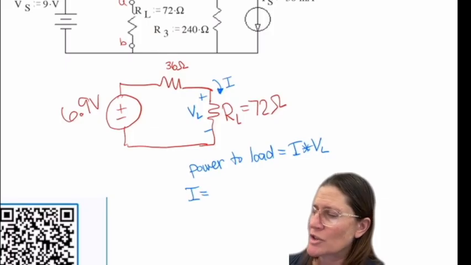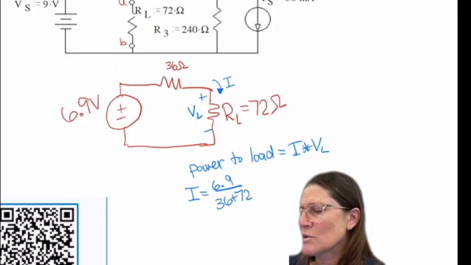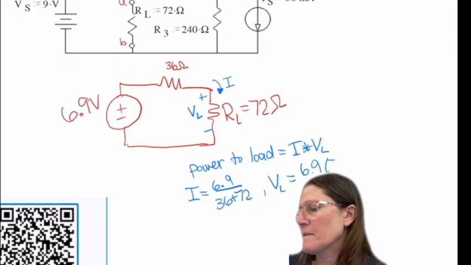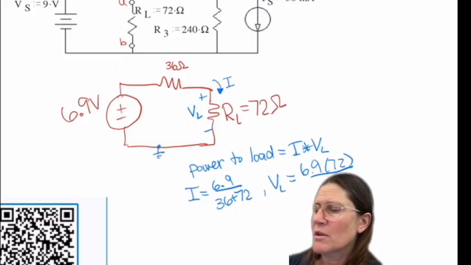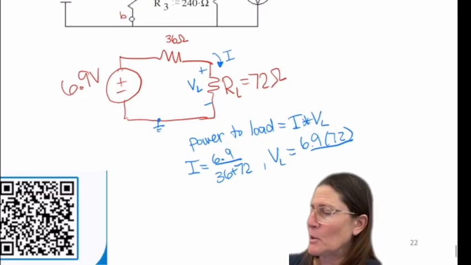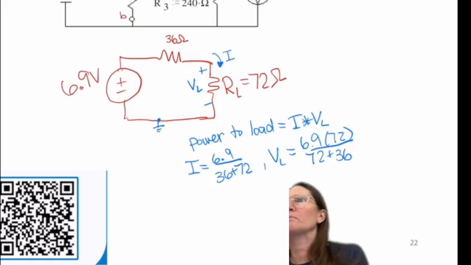So I is just 6.9 divided by 36 plus 72. VL is a voltage division across the 72, if I ground that. So 72 over 72 plus 36. And then I can find the power to the load.